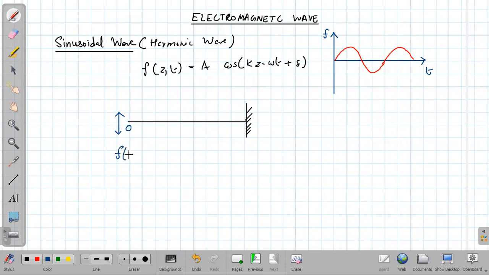So the oscillation function would be a function of time at location 0. So f of 0, t, I can write as A cos omega t minus delta. Okay, so this is the general expression for any oscillating function.